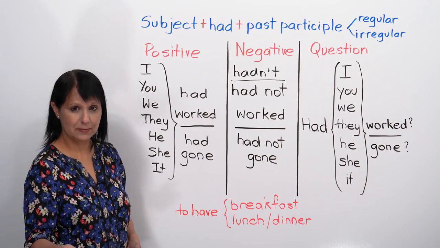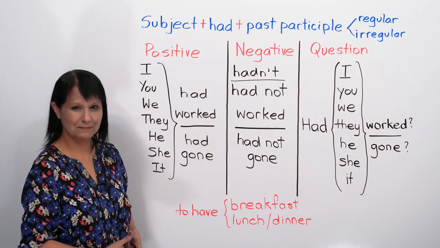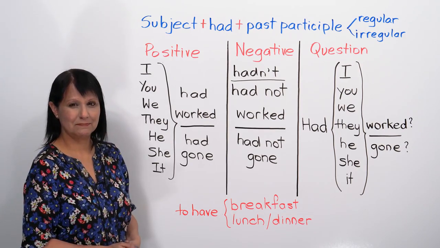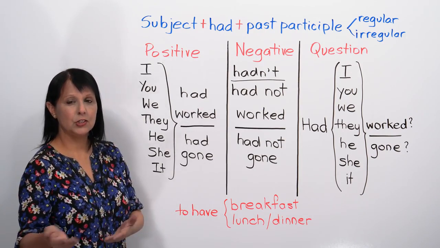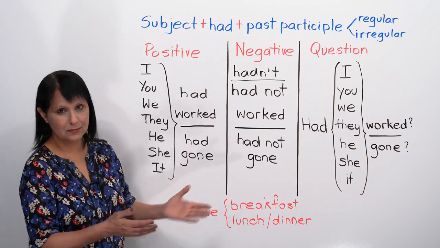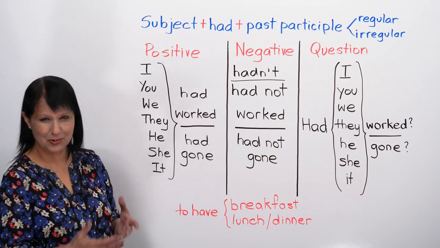You had worked. We had worked. They had worked. He had worked. She had worked. And it had worked. Okay? "It" is a thing, like a computer or a phone or an air conditioner or something.